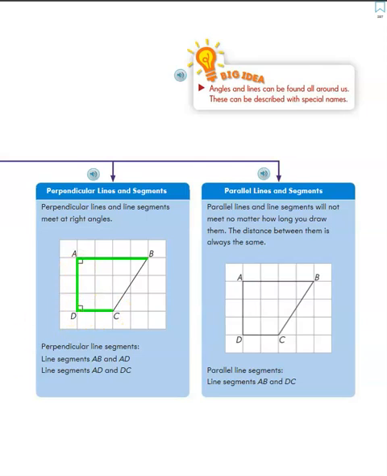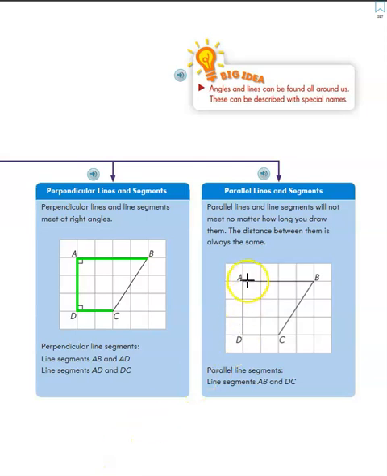Okay guys, moving on to parallel lines and parallel line segments. I wish we were in the classroom right now because I have this super cute little poster that I made with two pencils laying next to each other sideways, and it says, "Parallel lines have so much in common, it's a shame they'll never meet." So parallel lines and line segments will not meet no matter how long you draw them. The distance between them is always the same.